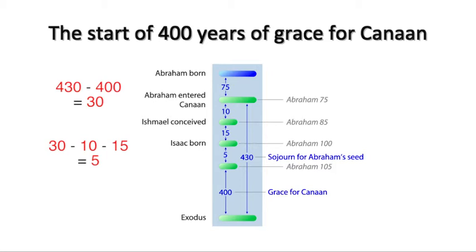This must be the starting point of the 400 years. Something of great importance in Isaac's life must have happened at this time when he was 5. Indeed, there is an event from Isaac's early childhood that is recorded and given great emphasis in both the Old and the New Testament. We read it in Genesis 21, verse 8 to 10.